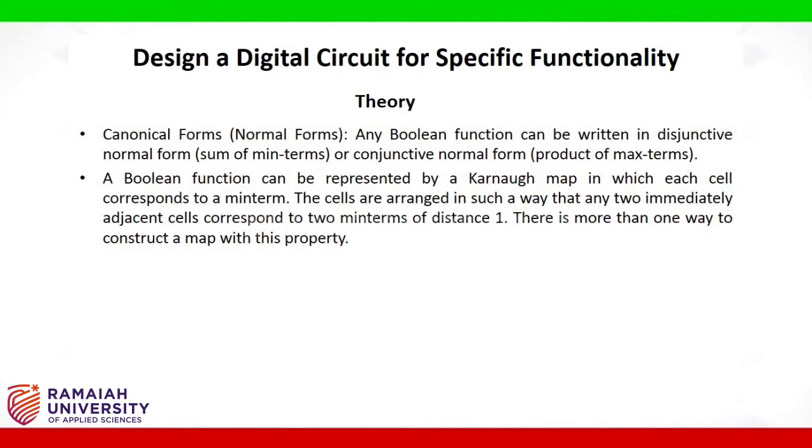A Boolean function can be represented by a Karnaugh map, that is K map, in which each cell corresponds to a min term. The cells are arranged in such a way that any two immediately adjacent cells correspond to two min terms of distance 1. There is more than one way to construct a map with this property.